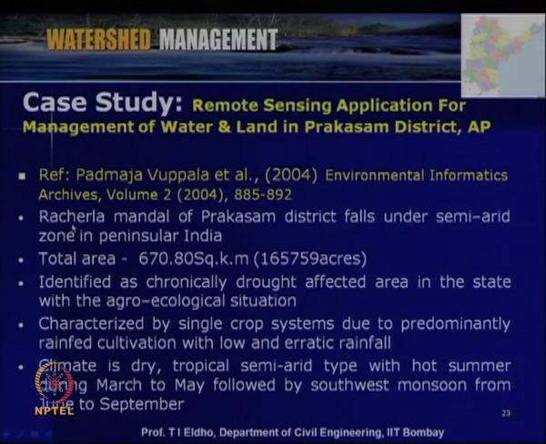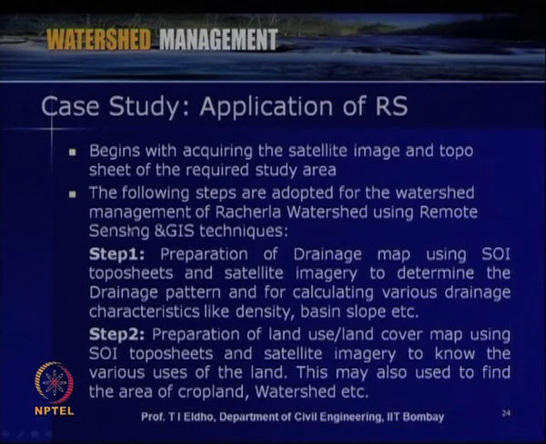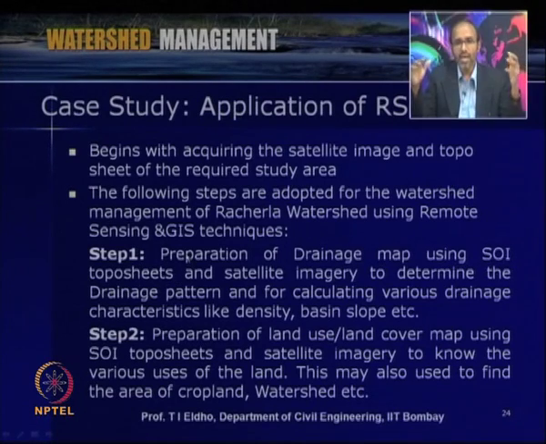The Racherla Mandal of Prakasam district falls under the semi-arid zone in peninsular India. The total area is about 670.8 square kilometers. It is identified as a chronically drought affected area in the state, with an agroecological situation characterized by a single crop system due to predominantly rainfed cultivation with low and erratic rainfall. Climate is dry, tropical, semi-arid type with hot summer during March to May, followed by southwest monsoon from June to September. Here I have listed the detailed steps of the remote sensing analysis and applications.